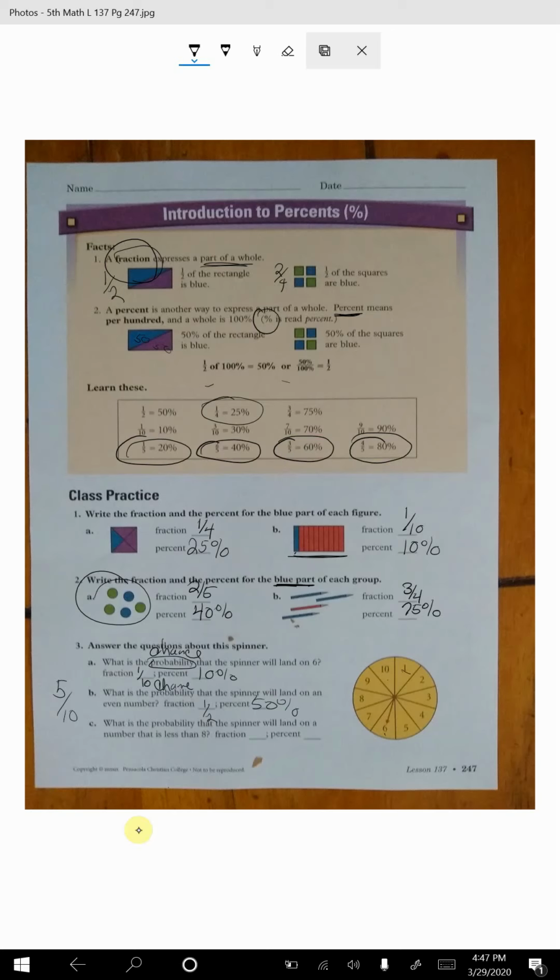What is the probability or chance that the spinner will land on a number that is less than 8? Well, how many numbers do we have less than 8? 1 through 7, which is 7 of them. 7 out of the 10 would be 70%.